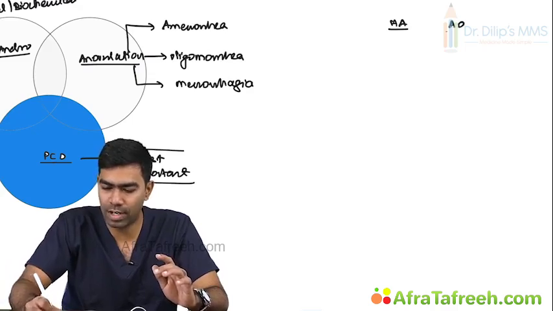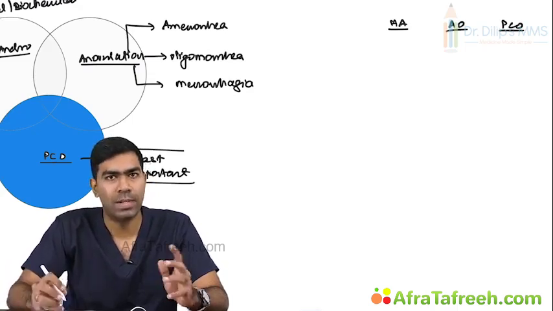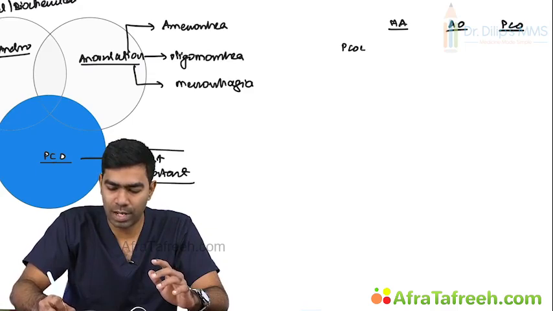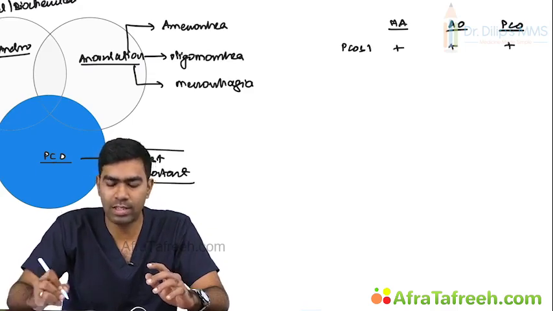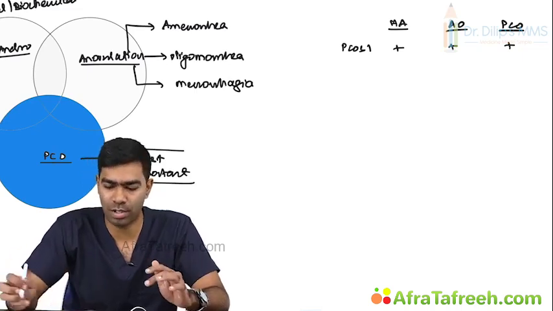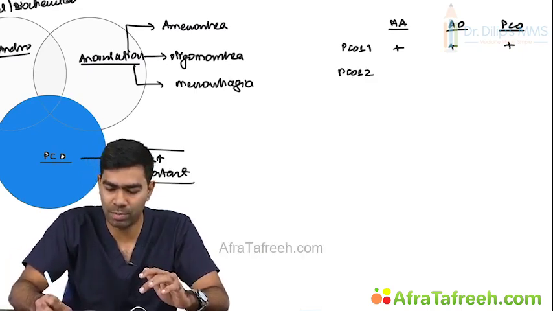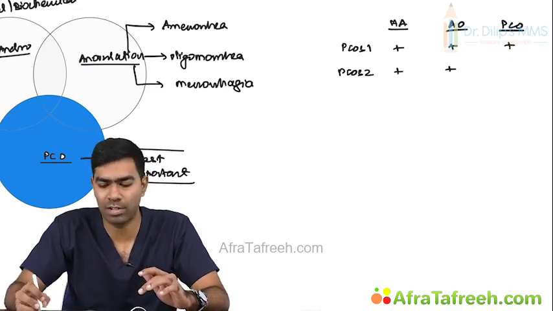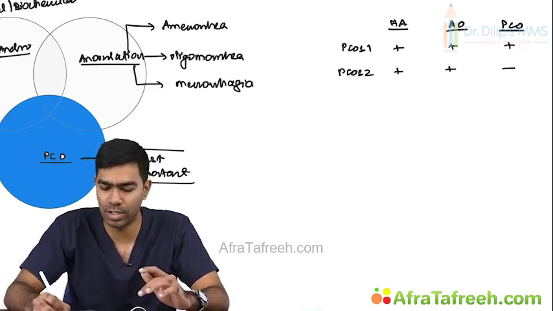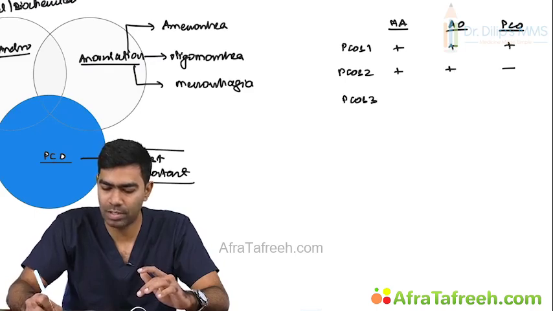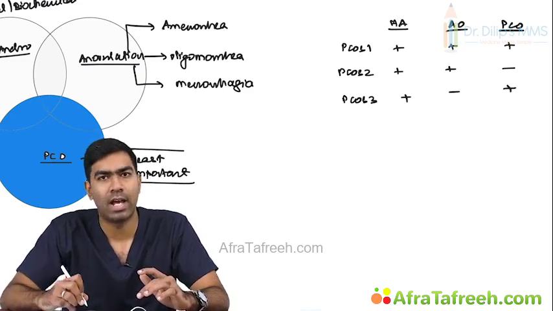You have 4 different types of PCOS. So first we have the PCOS type 1, which tells you should have all 3 things, that is hyperandrogenism, anovulation, and polycystic ovaries. And you have PCOS type 2, where you tend to have hyperandrogenism and anovulation, but you don't have polycystic ovaries. And you have third type of PCOS, where you have hyperandrogenism and polycystic ovaries, but you don't have anovulation.